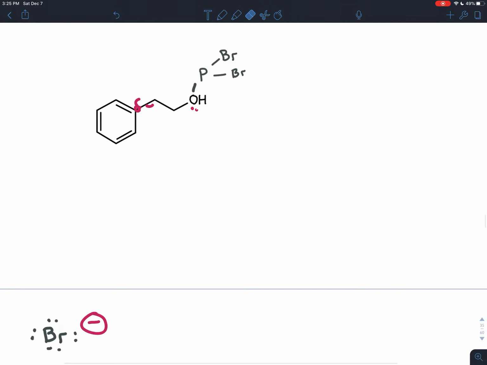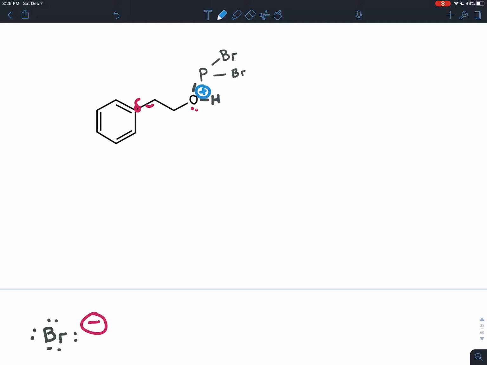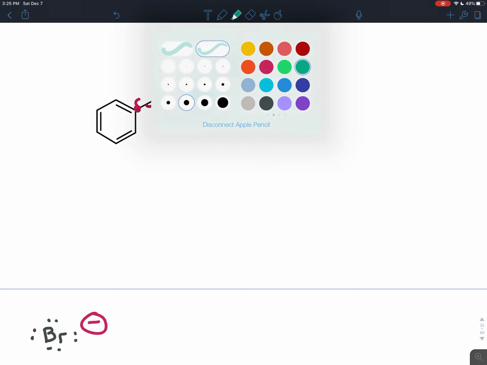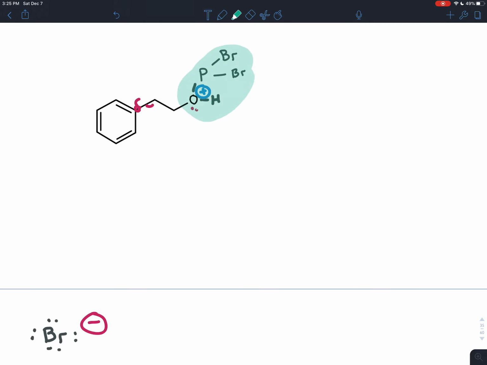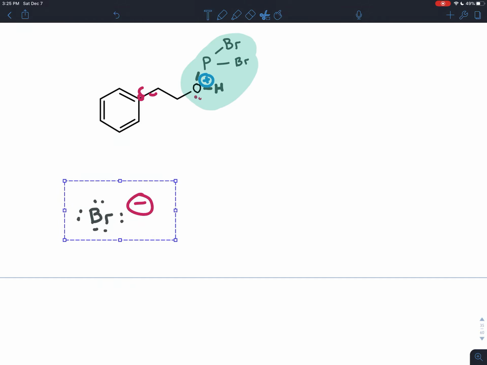Notice that the oxygen now has 3 bonds, and that gives it a full positive charge. What you have here is a good leaving group, and so all you need is a small nudge from a nucleophile, and bromine is able to act as that nucleophile. It swoops in, attacks this carbon, kicks this whole big thing off.